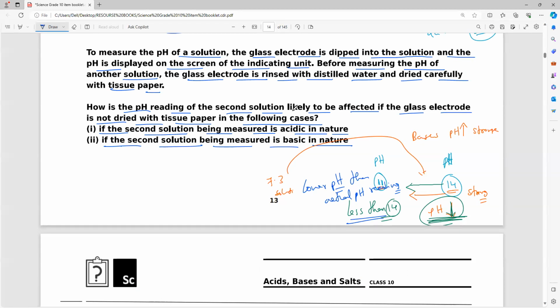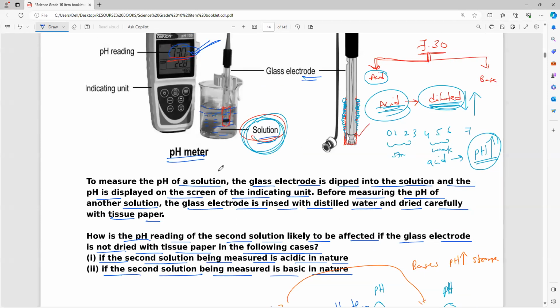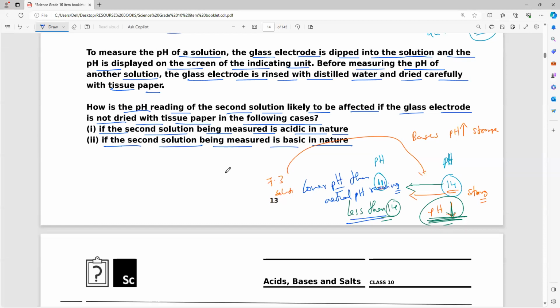So if anybody has any doubt, please ask me, or else you solve it. The question looks big, but if you know the concept, it is very simple. So please write it. Any doubt, you can ask.